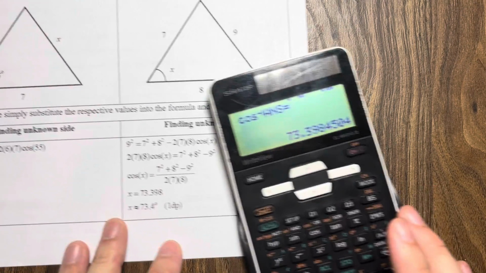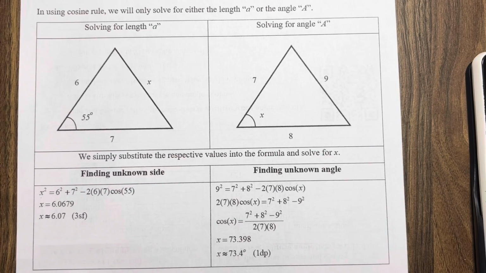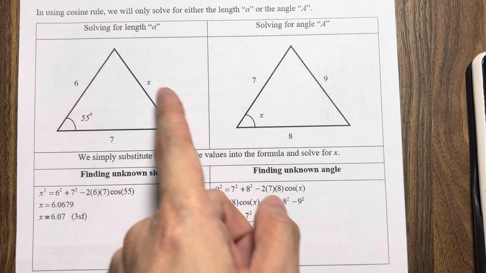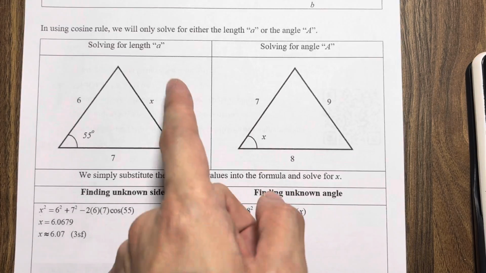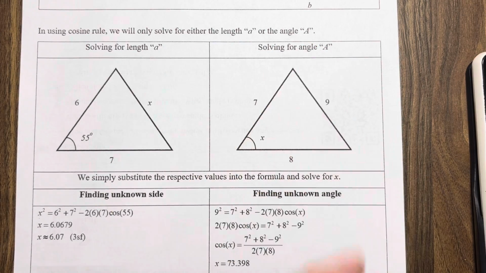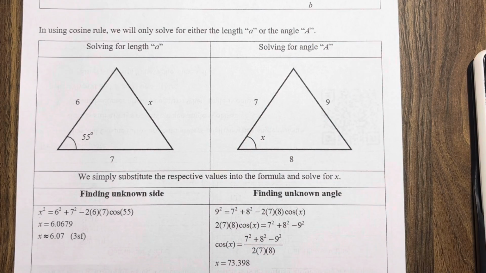So this is how you use the cosine rule to solve for the length and to solve for the angle. You can see that there is a key difference between the two types of cosine rule questions that you're going to solve. Hope you learned something.